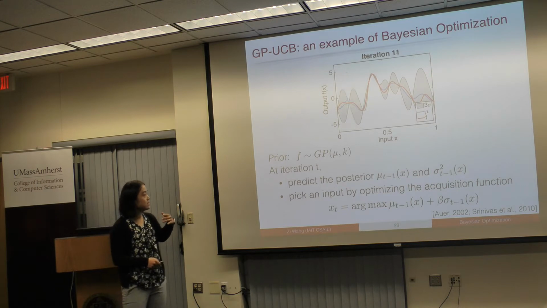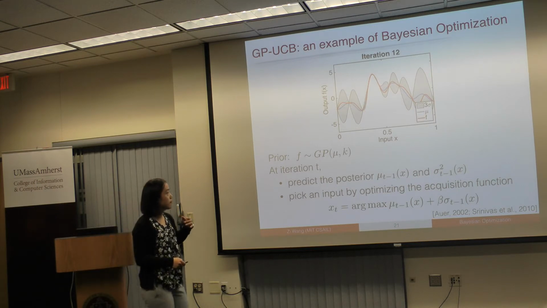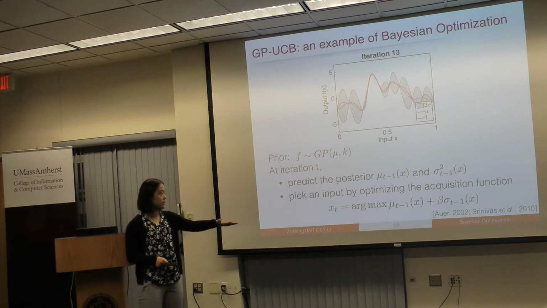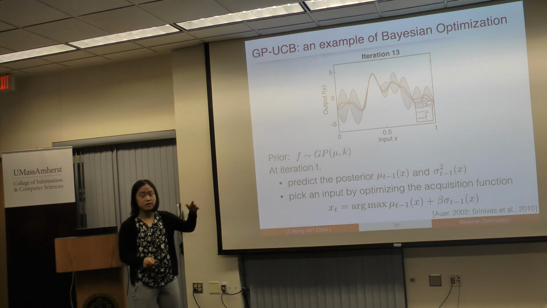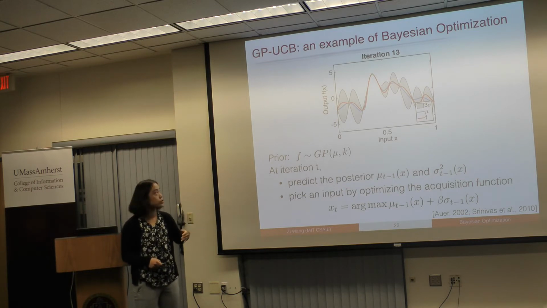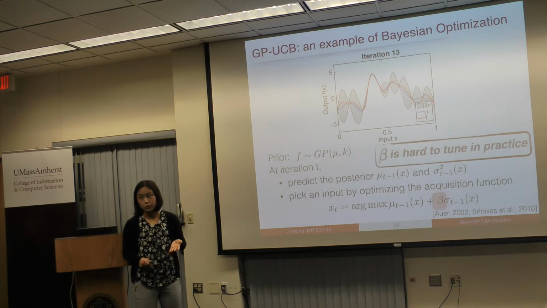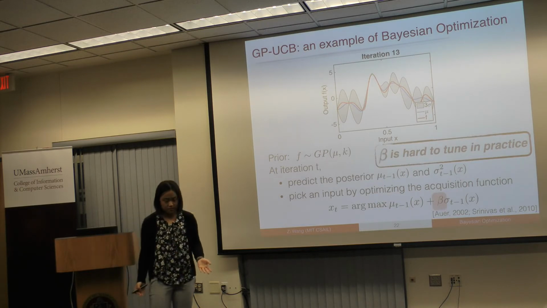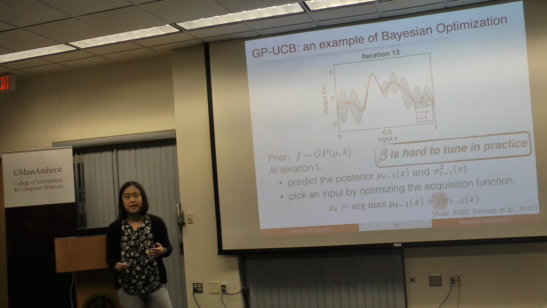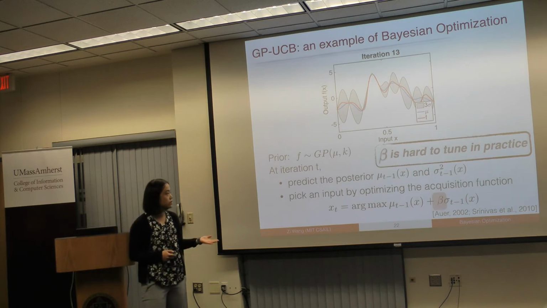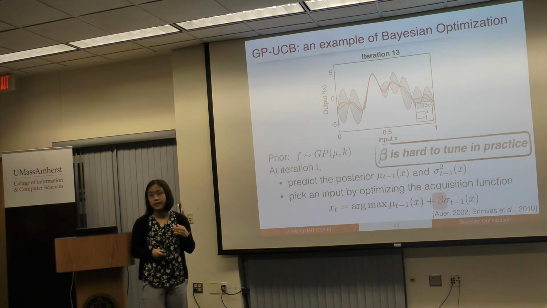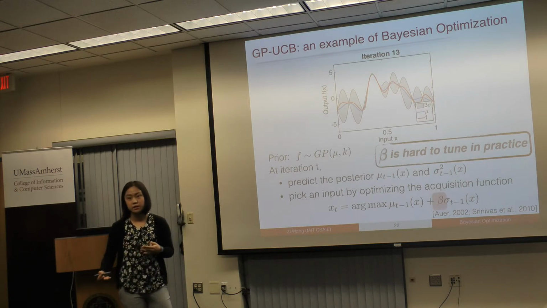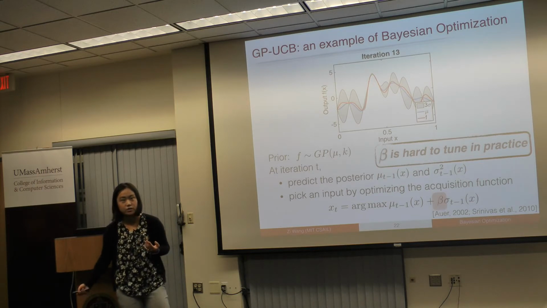The hope is that if we balance our mean and standard deviation in a good way, then we can eventually get to the global optimum. But in practice, the tricky thing is that this particular parameter, beta here, is very hard to tune, and its value will determine a lot whether we can get very good performance from Bayesian optimization or not.